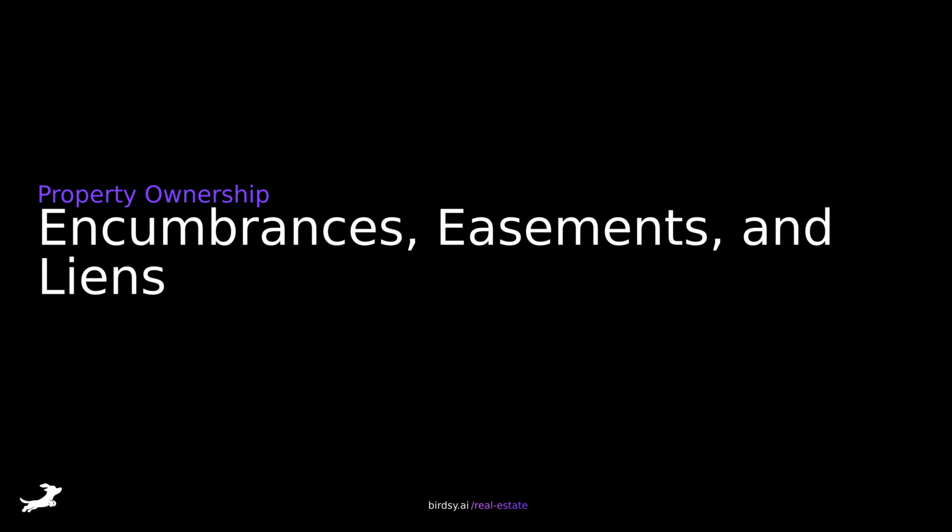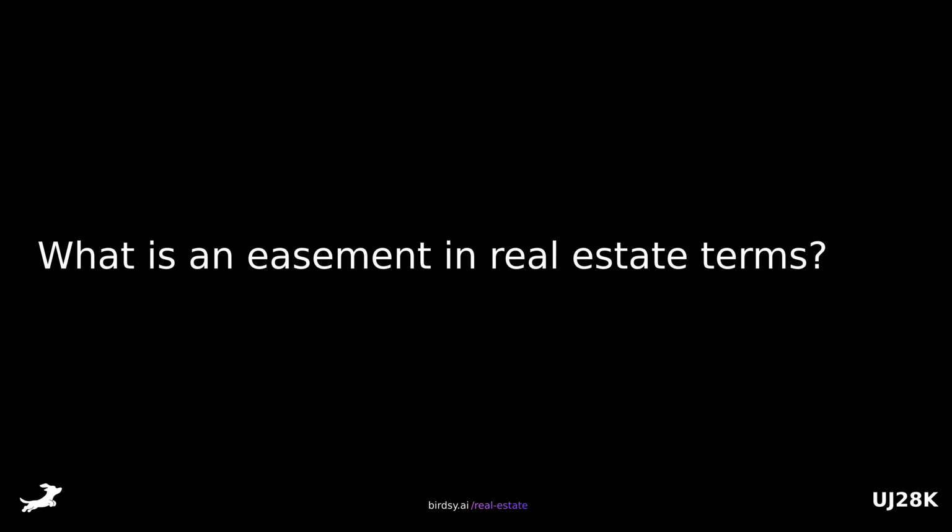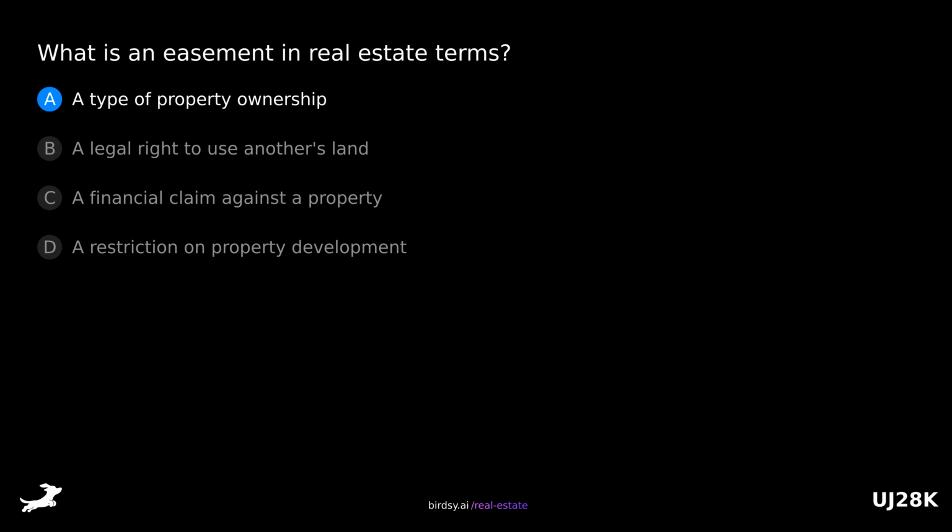Encumbrances, easements, and liens. What is an easement in real estate terms? Is it A. A type of property ownership, B. A legal right to use another's land, C. A financial claim against a property, or D. A restriction on property development? The answer is B. A legal right to use another's land.